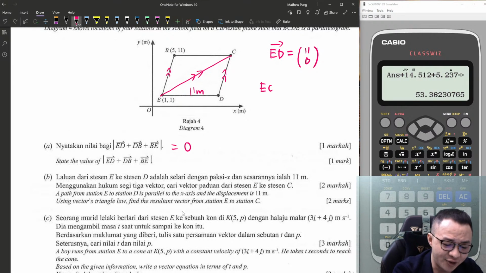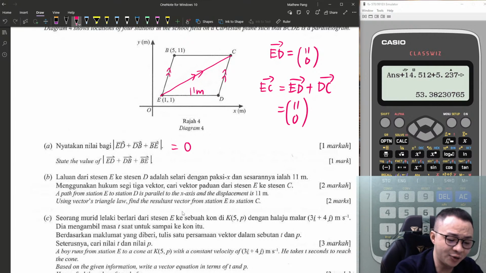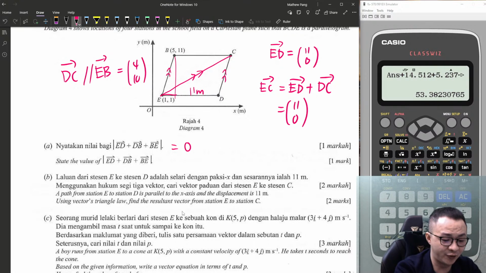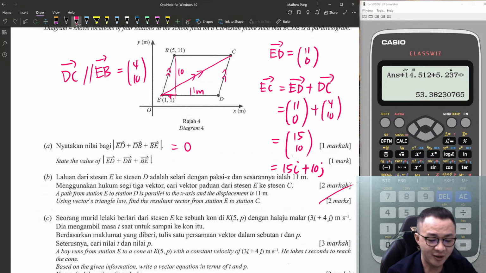So I can say E to C is basically E to D plus D to C. This one is 11, 0. And D to C, you can see, is actually parallel to E to B, which is 4, 10. You can see he moves 4 units here and then 10 units here. So plus 4, 10, which should be 15, 10. If you want Cartesian form, you can say 15i plus 10j. Okay, 2 marks for E to C.